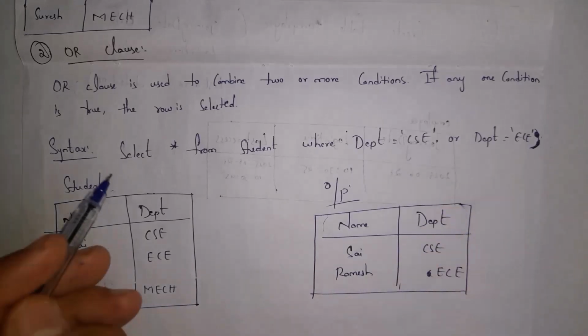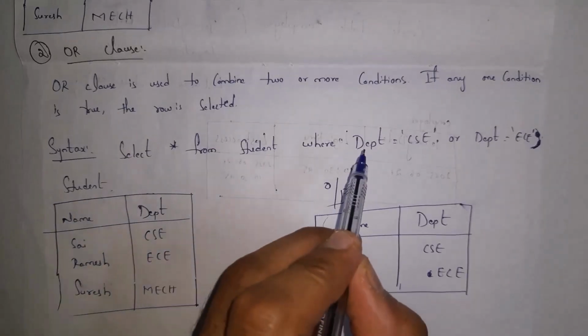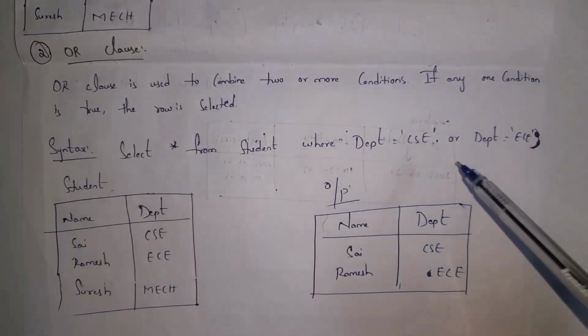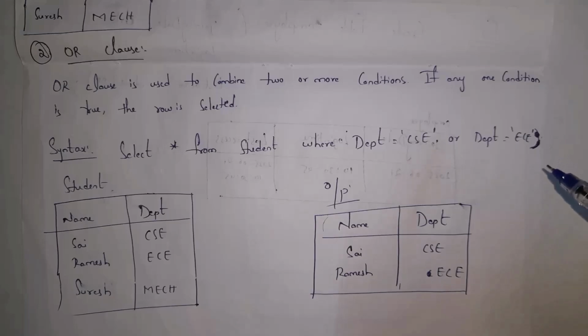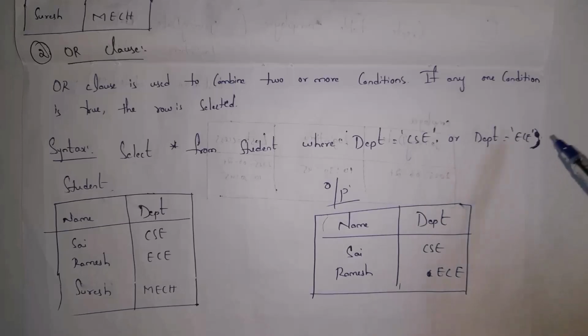So I'll write here select star, that is all columns, from table name, that is student, where department is equal to CSC or other condition, that is department is equal to ECE in quotations. If any single condition is satisfied, I'll get output. So at last give semicolon.